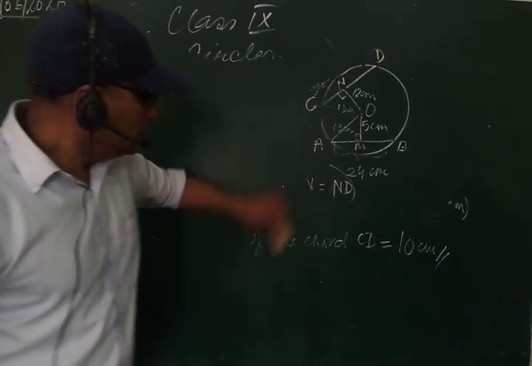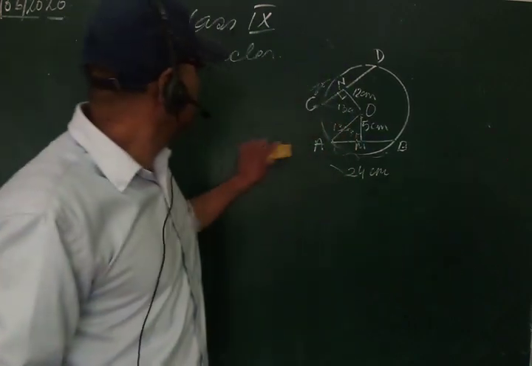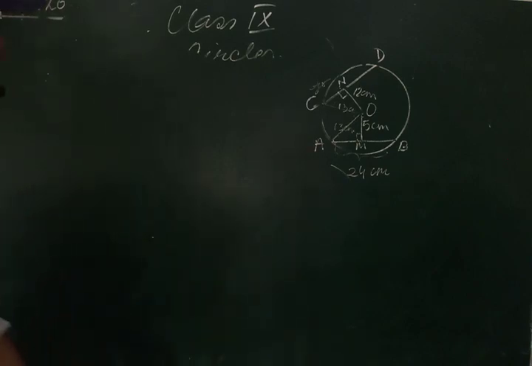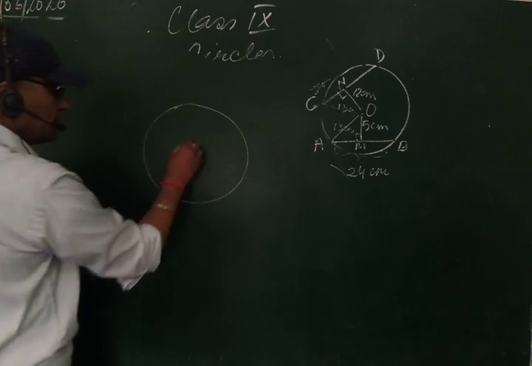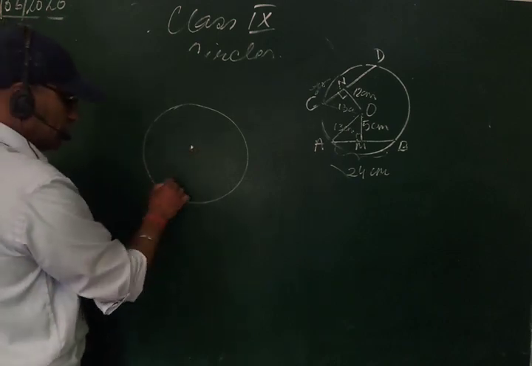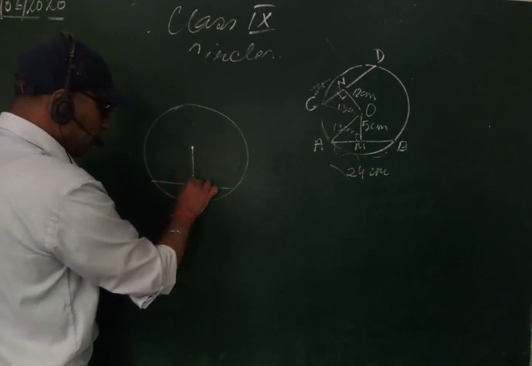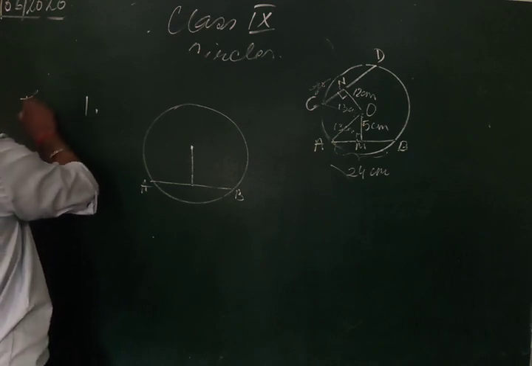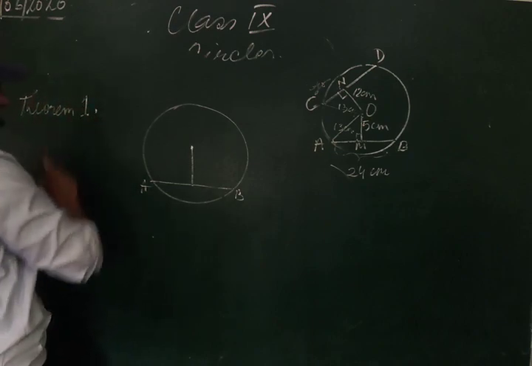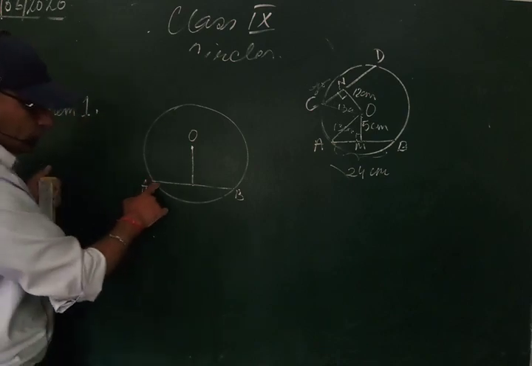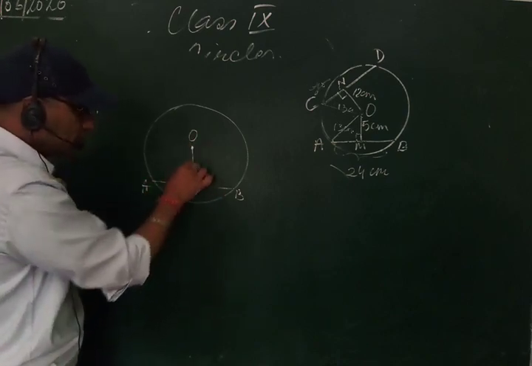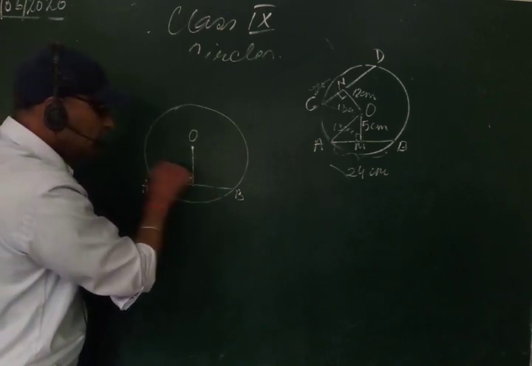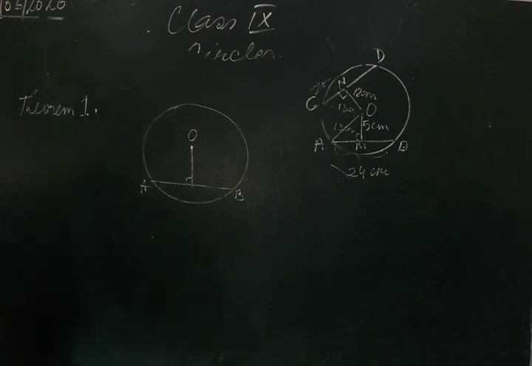Now remember one thing, in this circle, there are some theorems that you need to understand. The first theorem says, as I was explaining, the line drawn from the center to bisect the chord. This is the chord AB. If the line is drawn from the center, it bisects the chord AB. Then, if it bisects, a perpendicular will be formed. That's the first theorem.